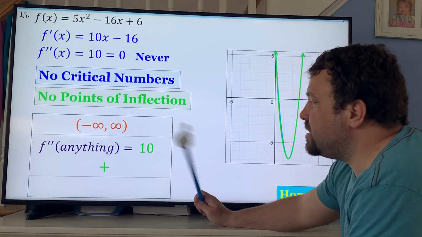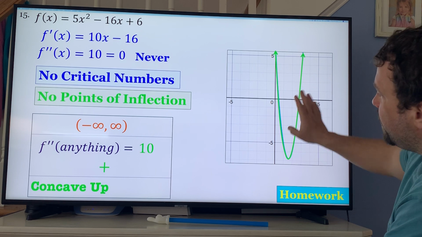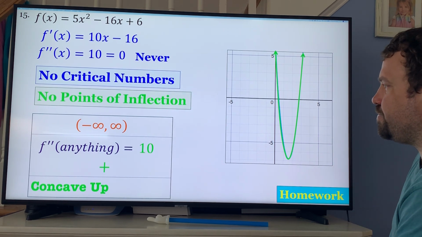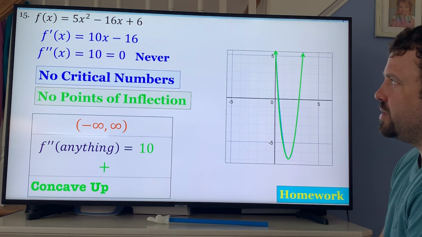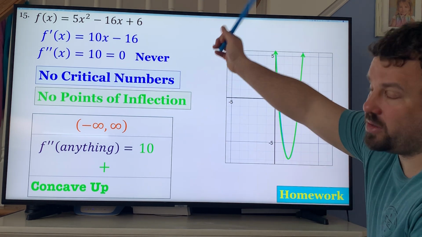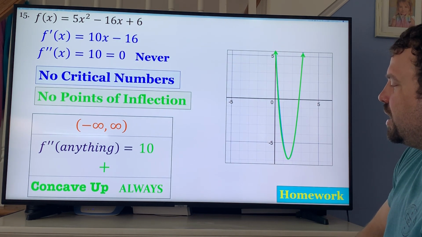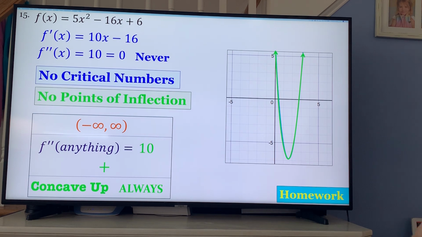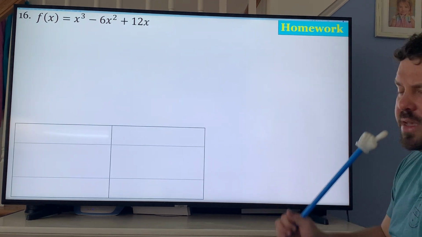So 10 is a positive number, so it's concave up. And this graph always happens to be concave up. Got it? That was a trick one. Hopefully you got it. And you can see it's a quadratic equation, so it's always going to be concave up. Got it? All right, now, this one's a real tough one.